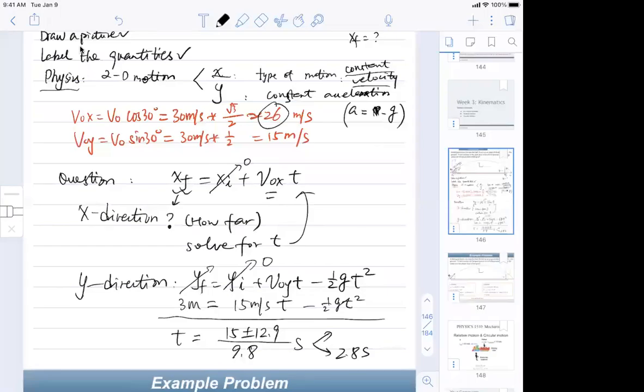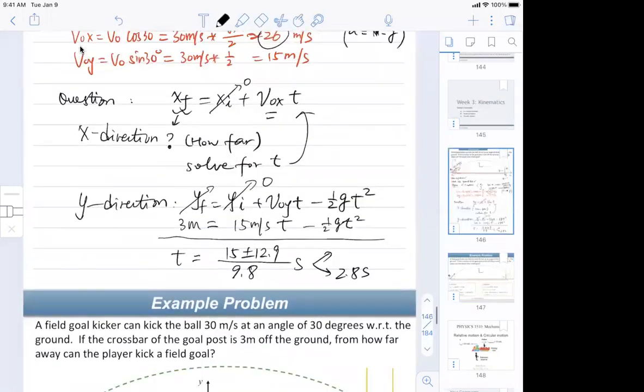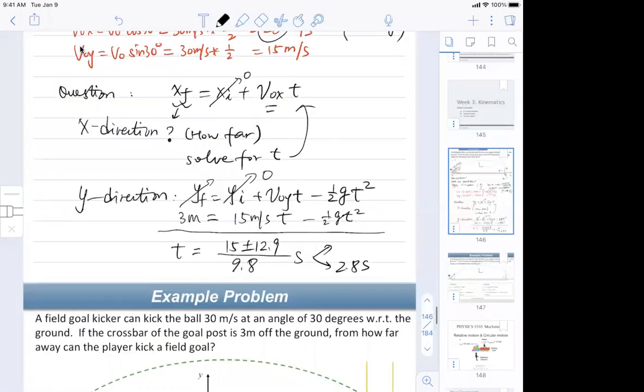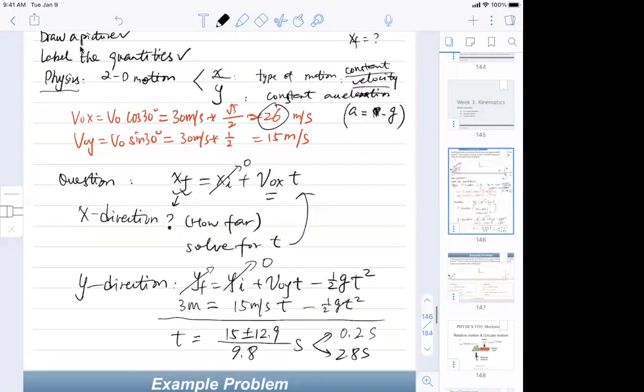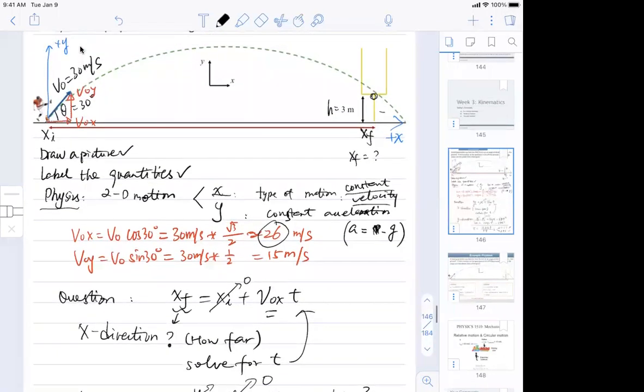Okay, there are 2 different times. One is 2.8. The other is 0.2 seconds. So we got 2 times, 2 solutions from our math. Which time do you want to use? This one or this one? 2.8. How come it's not the 0.2 seconds? It's the other side of the parabola.